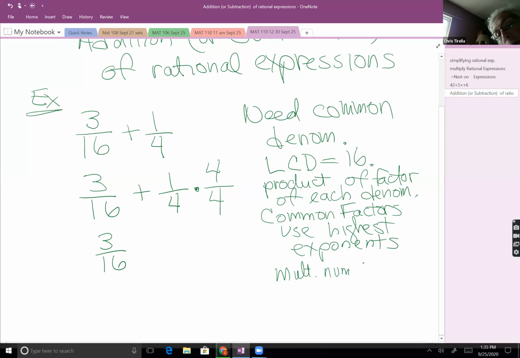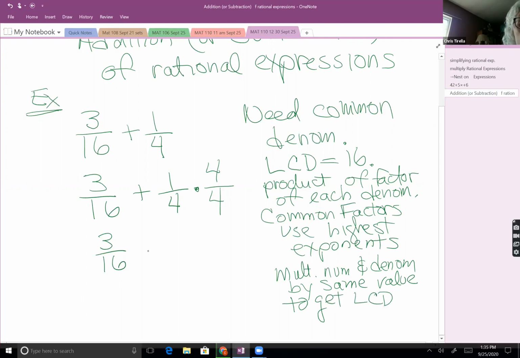So we have to multiply the numerator and the denominator by the same value to get the common denominator. And so that makes that second fraction 7/16. Oh, no, it doesn't. I'm sorry. I'm half a step ahead of myself. That makes that fraction 4/16.